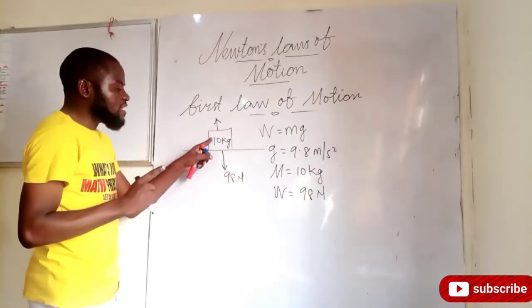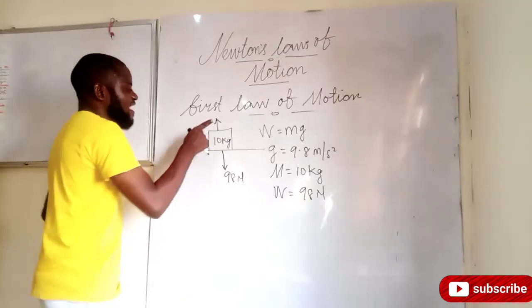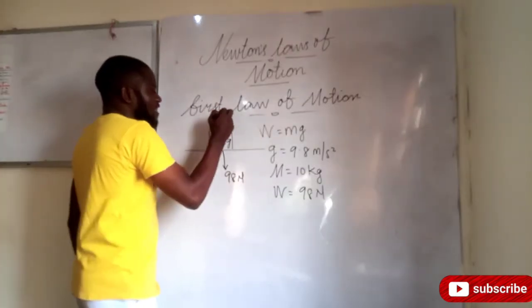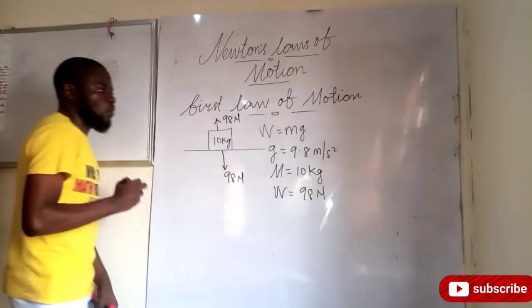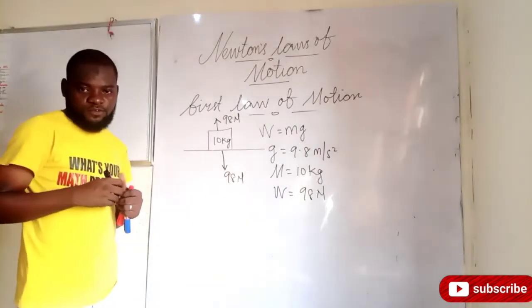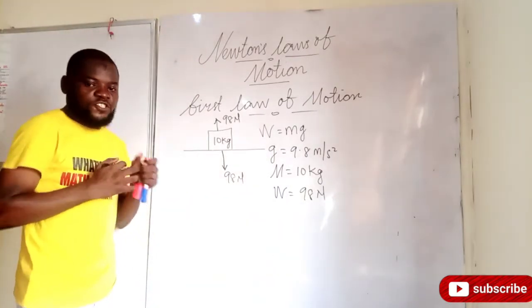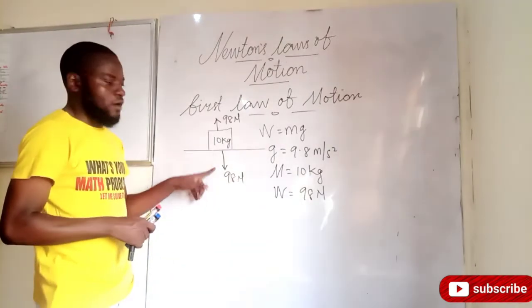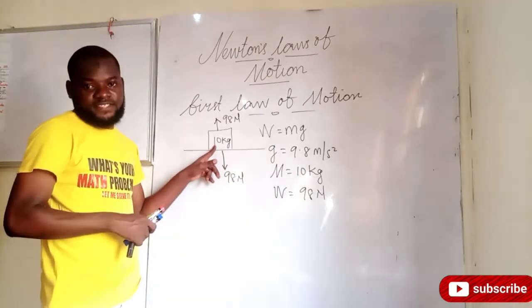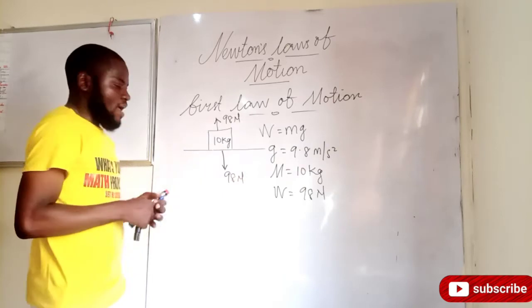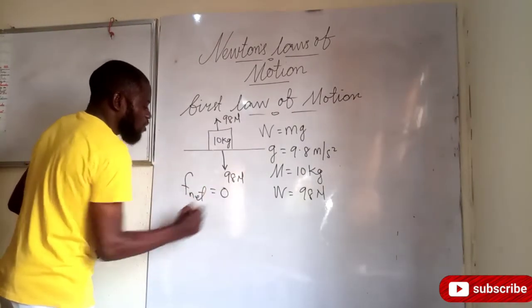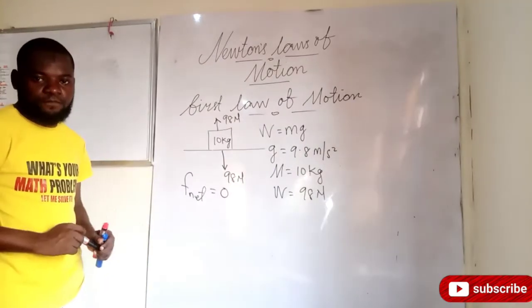Now, if this body will be at equilibrium, then the normal reaction is equivalent to the weight, which is also 98 Newton. Are we together now? Because the upward force is equivalent to the downward force, this body will remain at rest. Are we there now? Hence, the net force on this body is equal to 0.